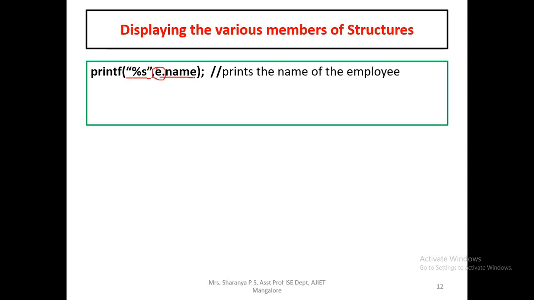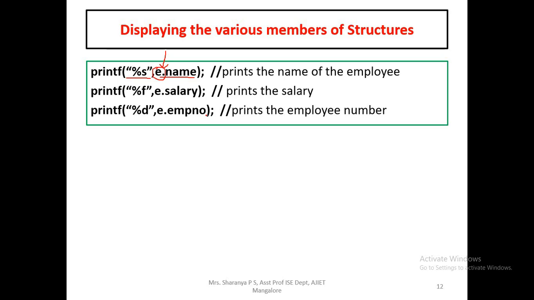We use %s, and after that we mention e dot name. What does this e dot name refer to? That is the employee's name, the name of the first employee that we have stored. And second, if we want to print the salary, we use %f and e dot salary. E refers to the variable that we have created for the structure employee. And next, e dot employee number prints the employee number.